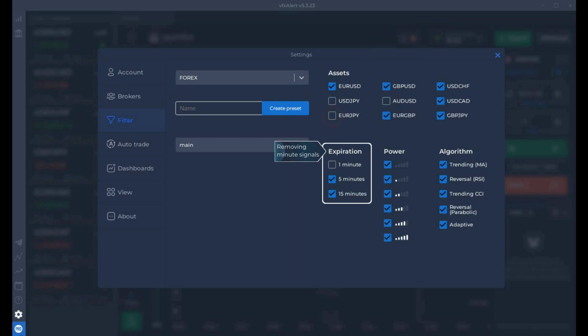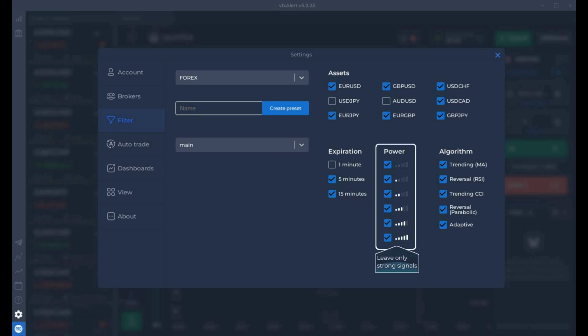And time frame. Disable the minute one. It has a lot of false signals for any strategy. We leave signals with medium and high power values.